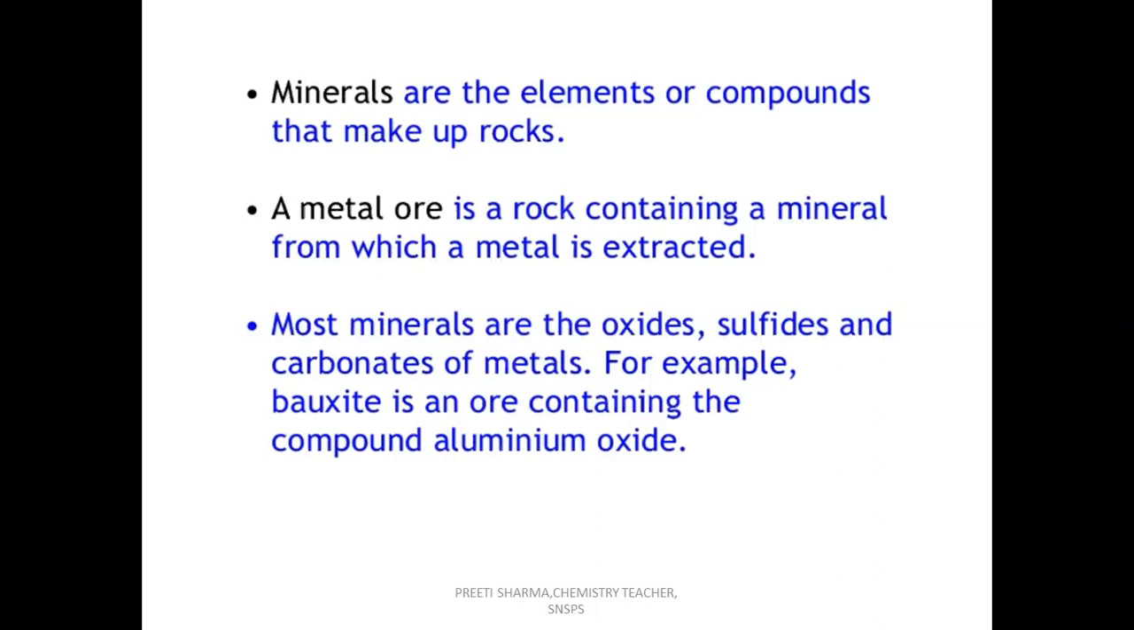Now, students, what are minerals? These are the basic terms which we should know before going to the extraction part. Minerals are the elements or the compounds that make up rocks. A metal ore is a rock containing a mineral from which a metal is extracted. Most minerals are oxides, sulfides, and carbonates, right? For example, bauxite is an ore containing the compound aluminium oxide.